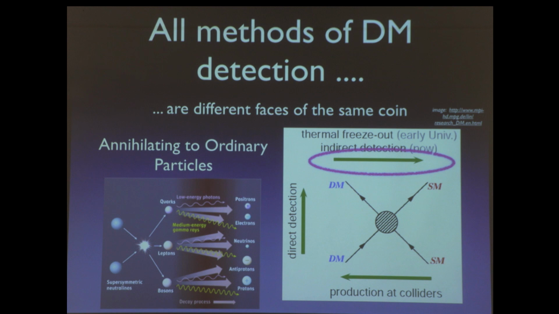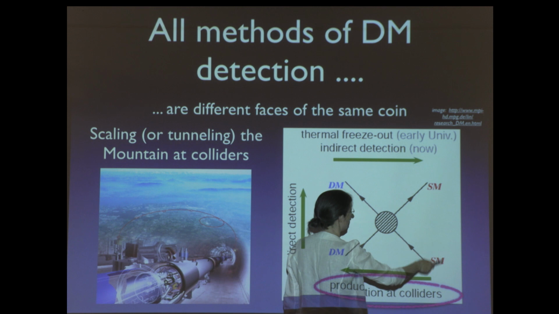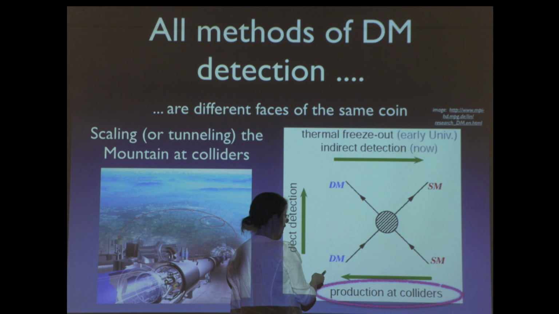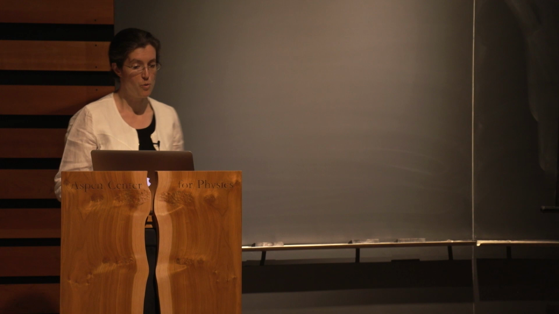And the last side of this is that I can throw two protons at each other, collide them, smash them together in an interaction point, and then maybe produce dark matter, and that's production at colliders. So all of these different ways of looking for dark matter are different sides of the same coin. And so putting all these things together, what we're really saying is that cosmic problems require multifaceted probes.